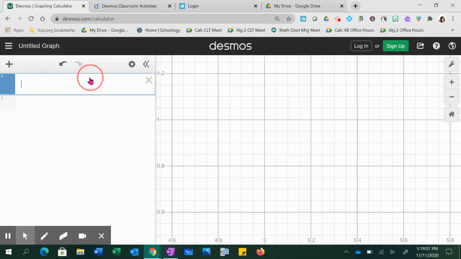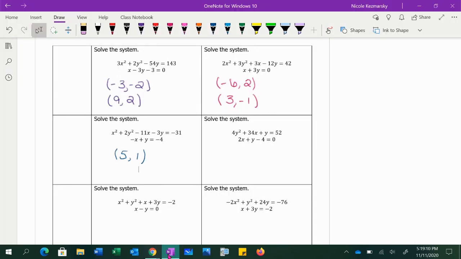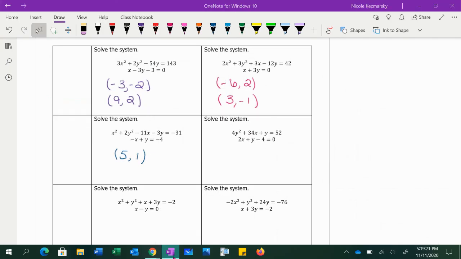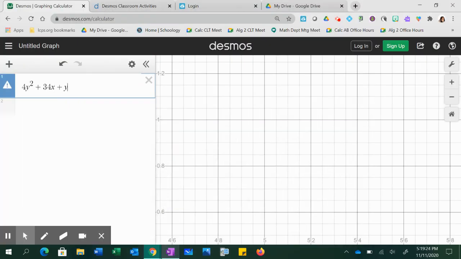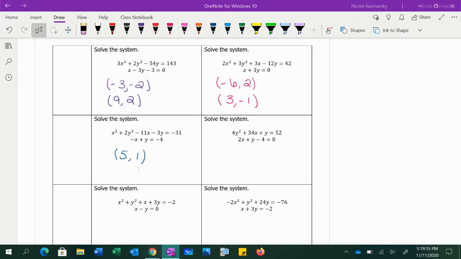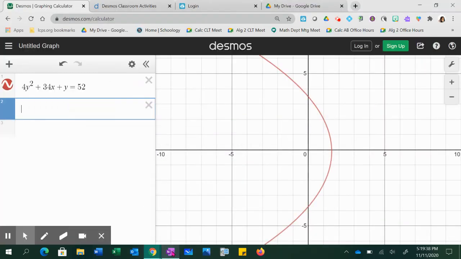So this last one, we're typing in 4y squared plus 34x, plus y equals 52. Let me zoom back out. There we go. So we can see part of our parabola there. It's actually a sideways parabola. And then we've got 2x plus y, and then we're going to say minus 4 equals 0.